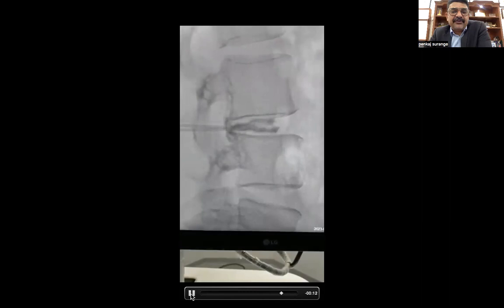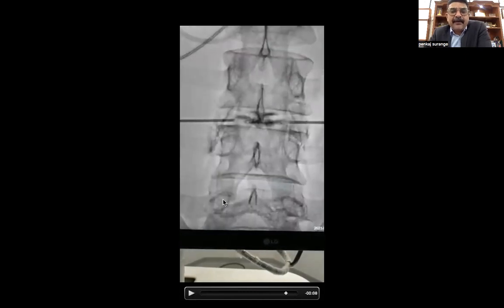While coming out, I just inject contrast over here. You can see this contrast is coming to the middle space. And now you can see this is the exiting route on both sides. These are the exiting routes, and the traversing routes are here. So we are exactly in Kambin's triangle. This is Kambin's triangle, what we normally see. So this is the exiting route on both sides, and we're in Kambin's triangle.